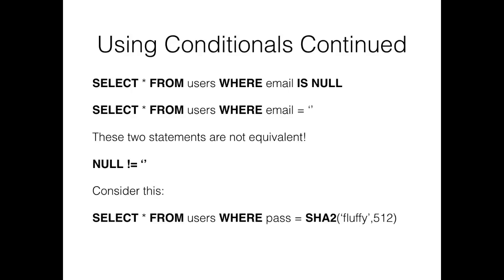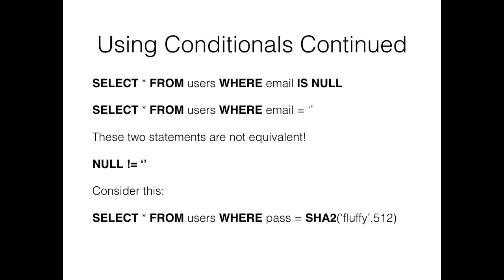Using conditionals continued. Select all columns, that's the asterisk, from users where email is null, right? Where there's no email. Got it? Select star from users where email equals blank, a blank string, not null, right? These two statements are not equivalent. Null is not equal to empty string.